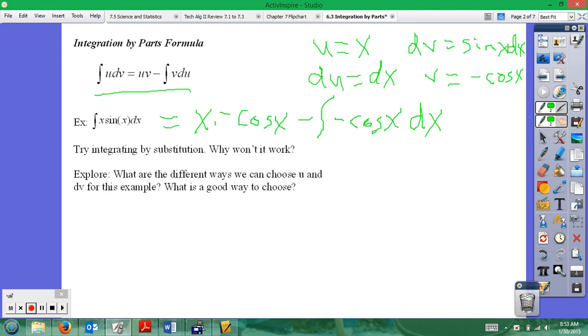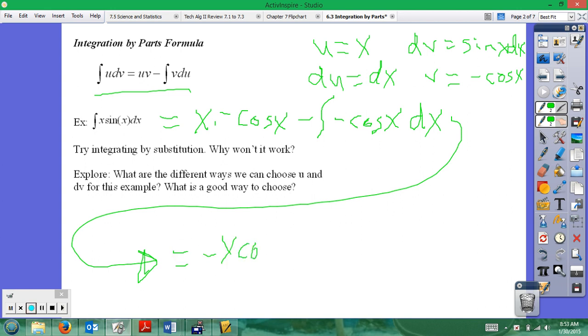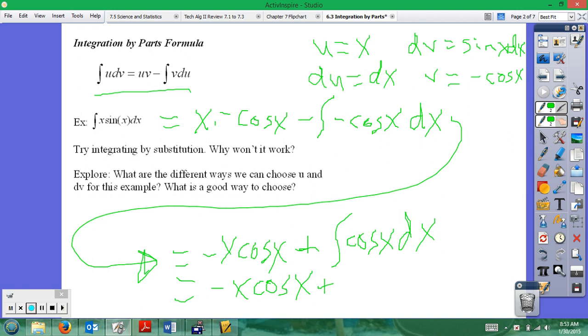So a little bit of simplifying. On the left there, x times negative cosine x, that's just negative x cosine x. Minus a negative would be plus the integral of cosine x. I'm allowed to do that because remember, constants can be factored out. So then the negative x cosine x is there, plus, well, gee, the integral of cosine x.